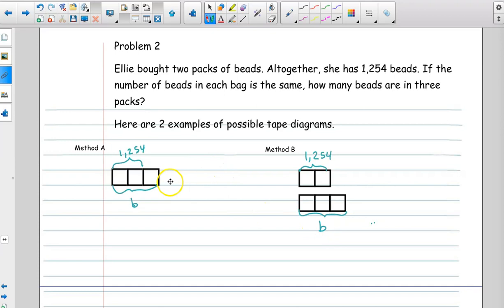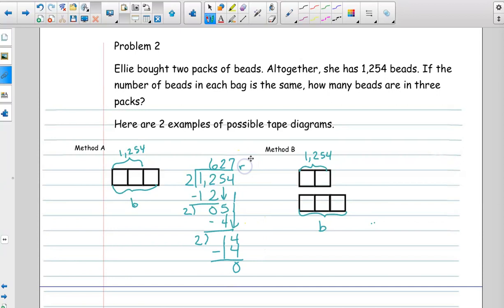Either way, I'm going to have to divide 1,254 divided by 2 to find out how much is in 1 bag. And I can't go into the thousands, so I have to go into 1,200. That would be 6. Pause the video, solve the problem, check your work. Bring down the 5. 5 divided by 2 is 2. 2 times 2 is 4. Subtract. Bring down the 4. 14 divided by 2 is 7. So there's a remainder of 0. So this is how many is in 1 bag.